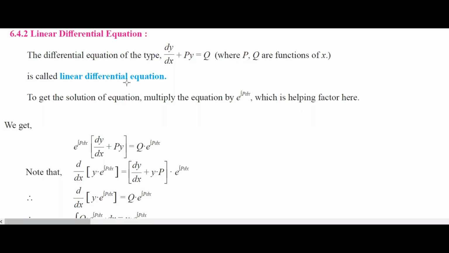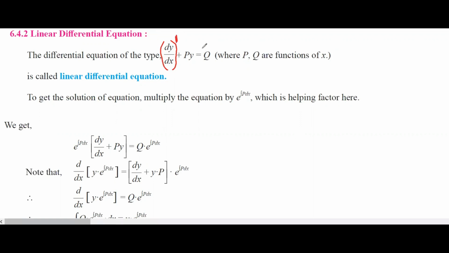Okay, so linear differential equation. There is a form of linear differential equation. I can say dy by dx plus py is equal to q is a linear differential equation. Why am I calling this a linear differential equation? Because the power or degree of dy by dx is 1. Okay, degree is 1. That is the first reason.